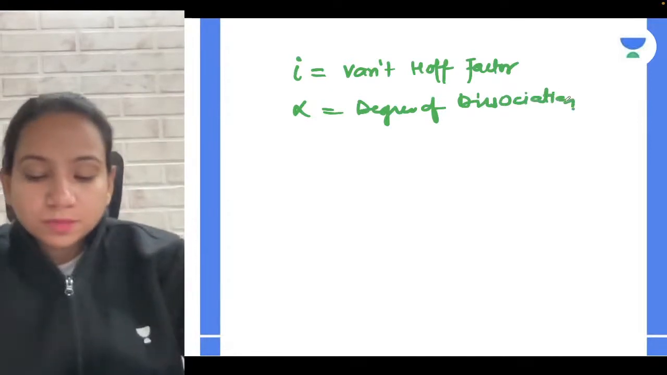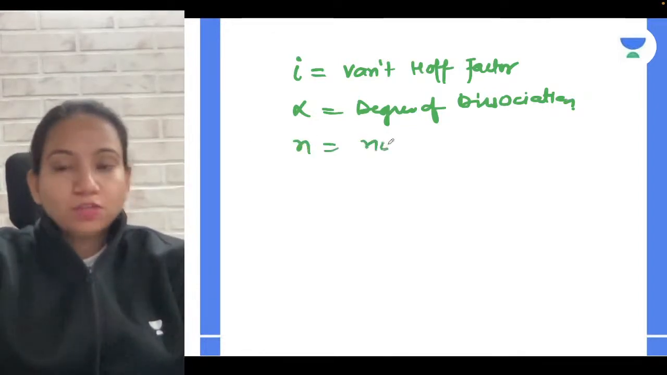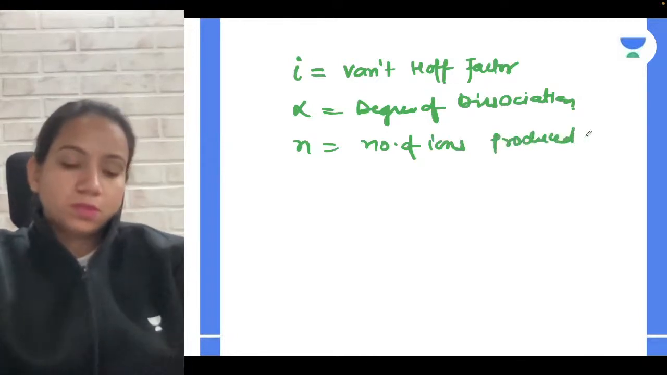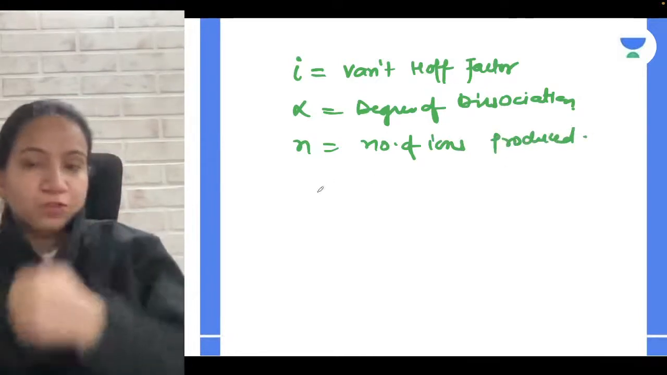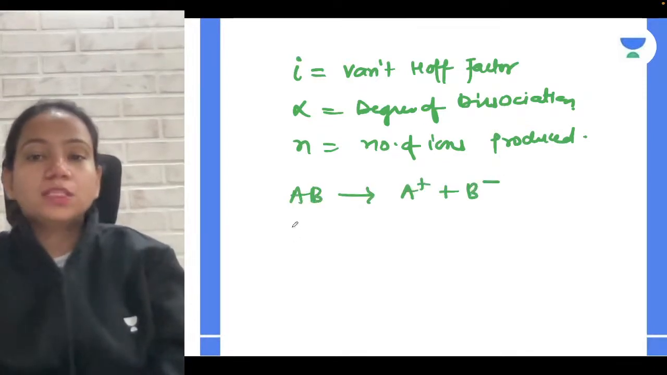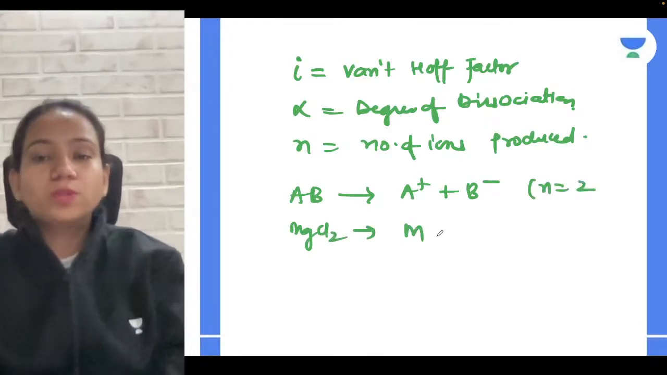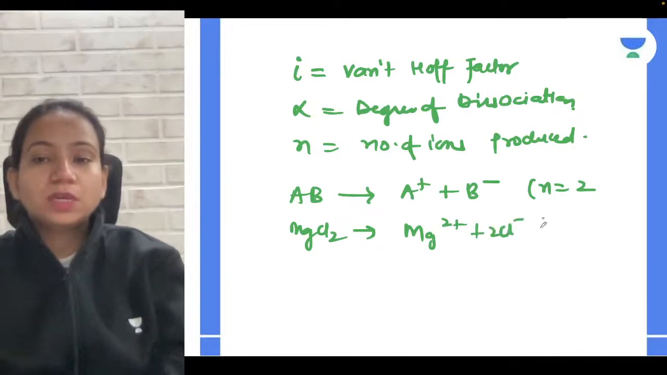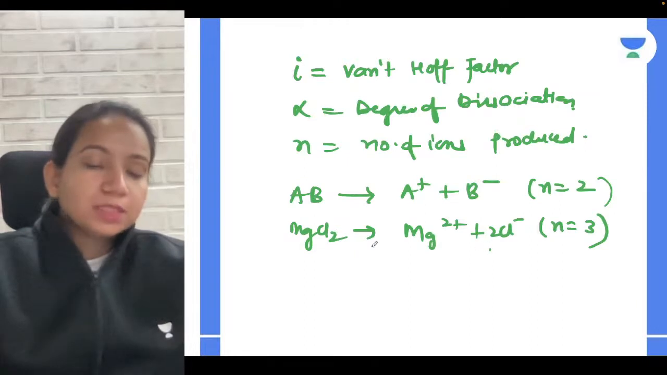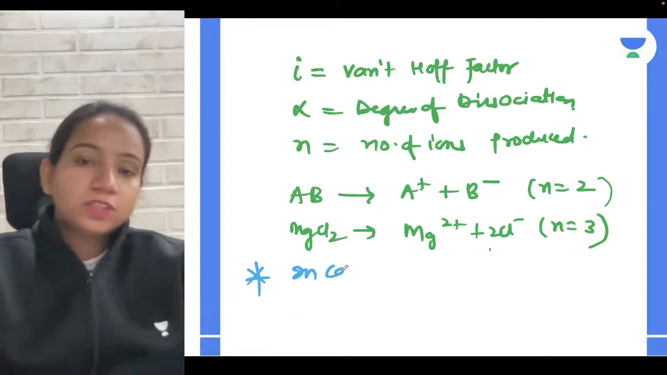And what is your n? n is the number of ions produced. Suppose you have AB, it will give you A plus and B minus only. Suppose you have MgCl2, so here n will be 3, because you will get Mg2+ and 2Cl minus. Like that. Okay, remember.